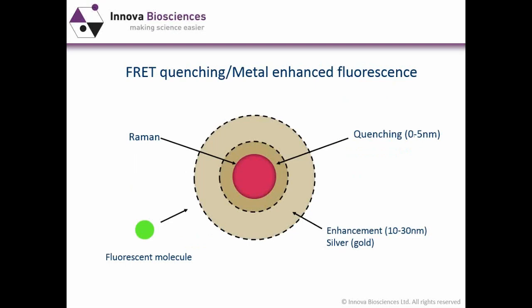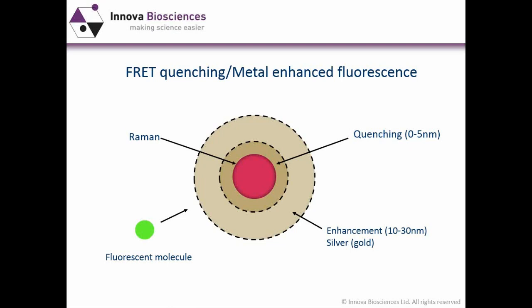Okay, so we've got two things here: FRET quenching and metal enhanced fluorescence. And I can mention Raman again briefly. So if we have a fluorescent molecule here, the green molecule, and it's moving towards the gold nanoparticle. Now, if the fluorescent molecule attaches directly onto the metal surface, although it's a fluorescent molecule, it will be quenched in that situation. But you might see this Raman effect, a massive amplification of the Raman signal.